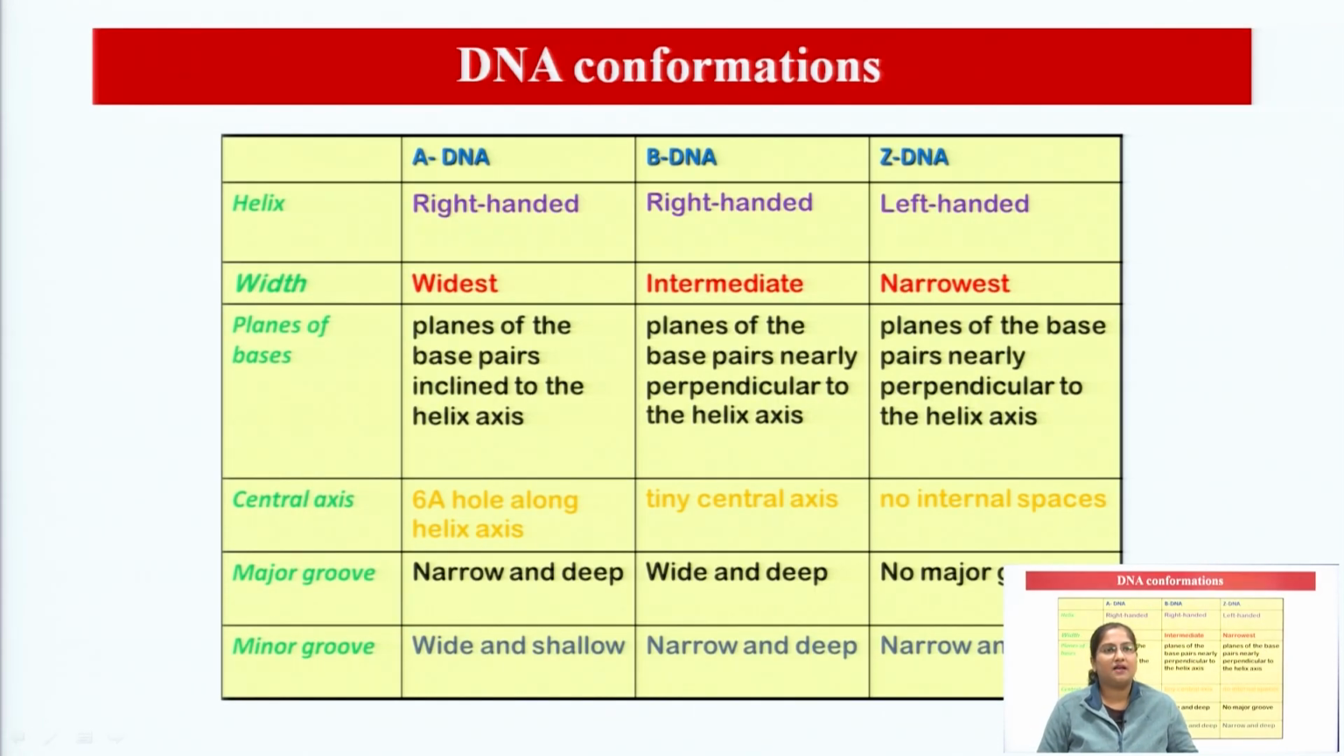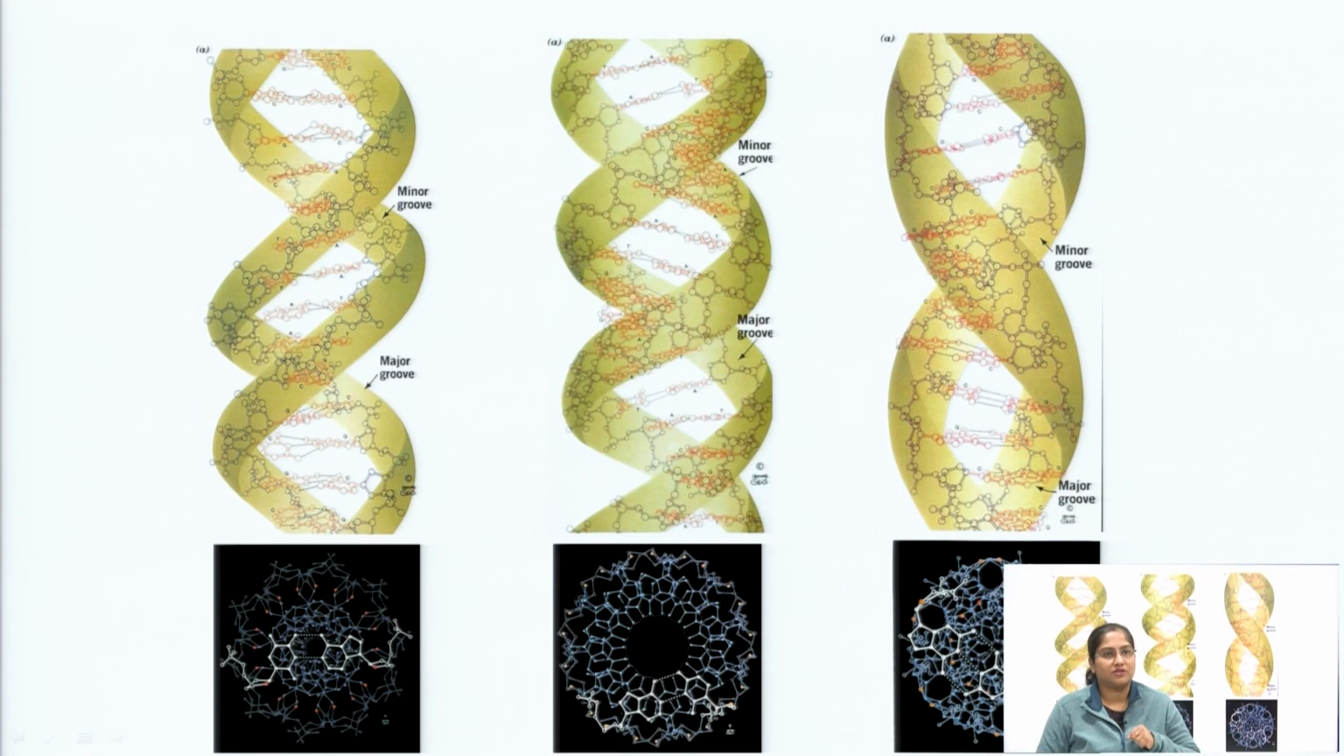These are the DNA conformations, that means there are three types of DNA: A DNA, B DNA and Z DNA. B DNA is the DNA which was discovered by Watson and Crick. These are the structures of B DNA, A DNA and Z DNA.